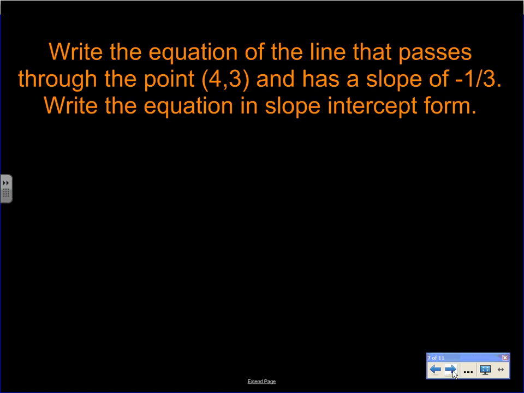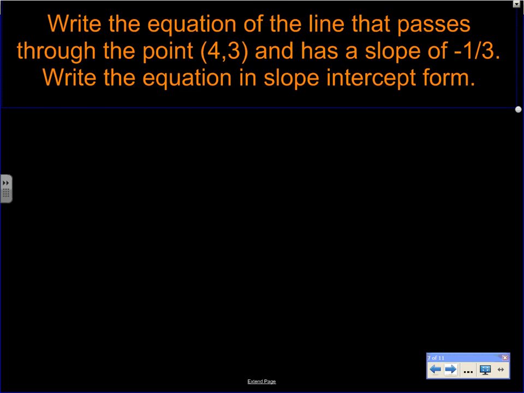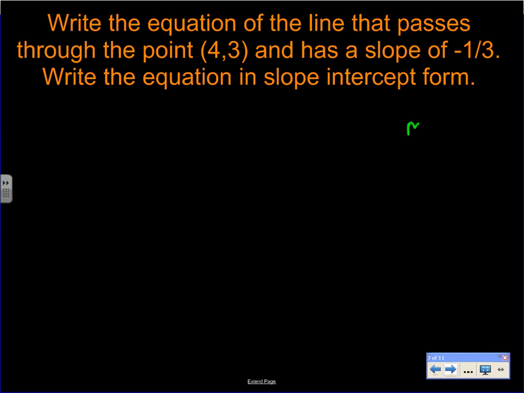Let's work this one. This one here says that we should be writing the equation of a line that passes through the point 4, 3 and has a slope of -1/3. Write the equation in slope-intercept form. Well, we know m is equal to -1/3. We're supposed to find b, and xy is going to be 4, 3. So this is where we're at.